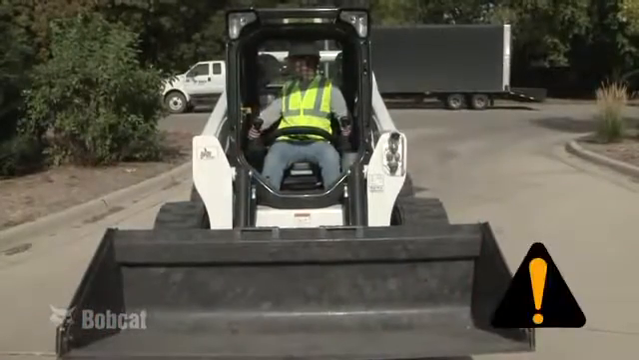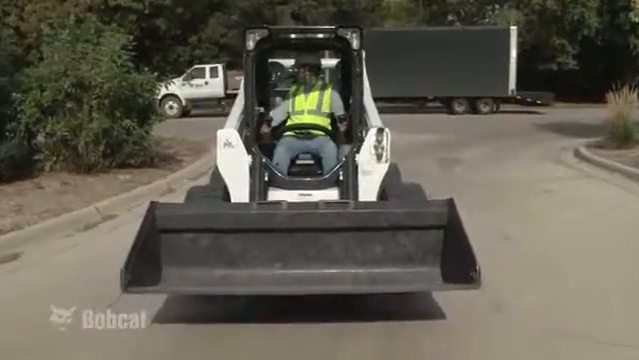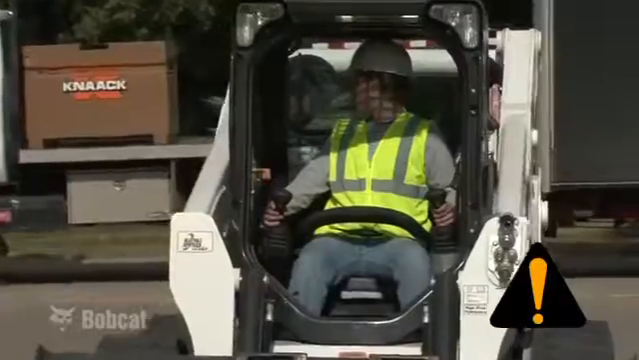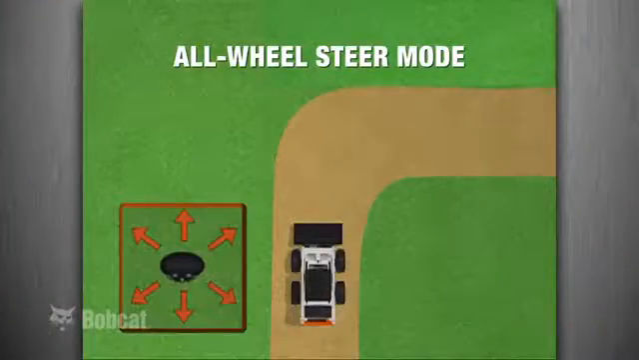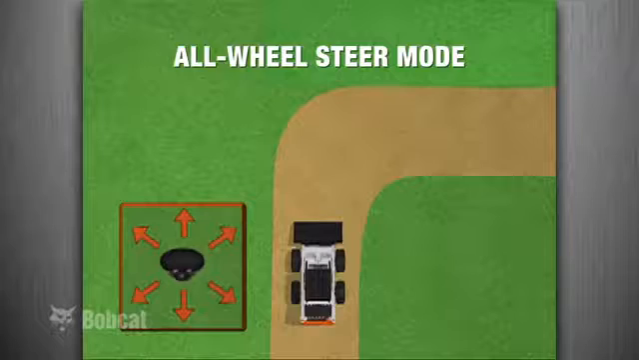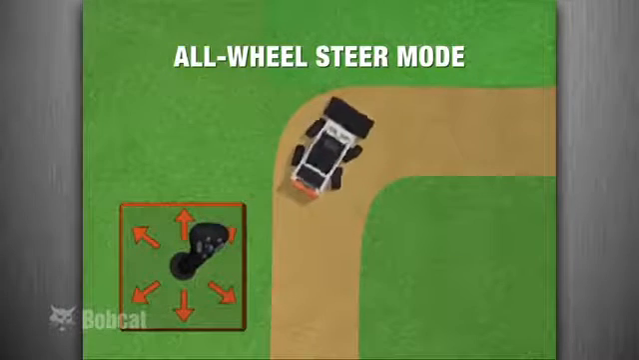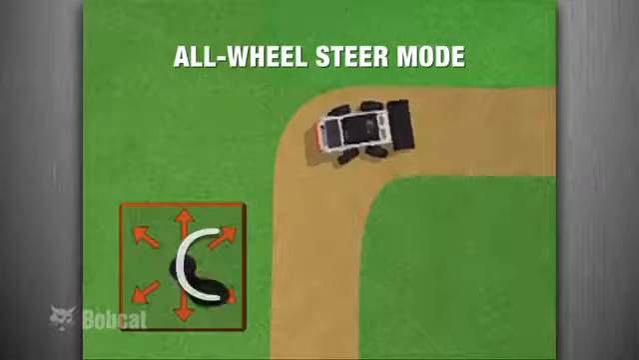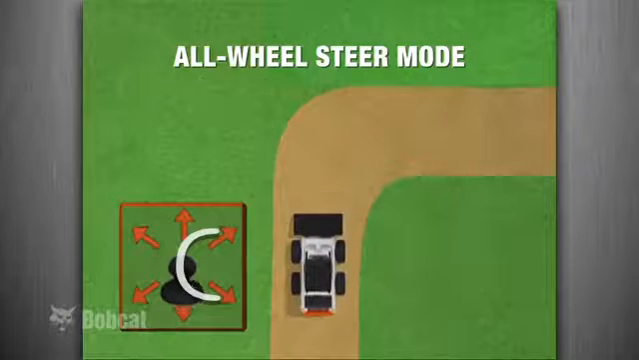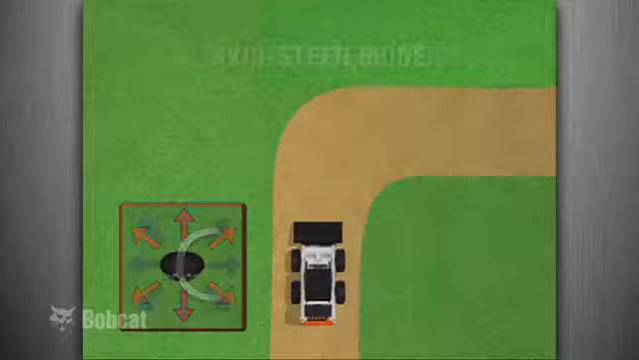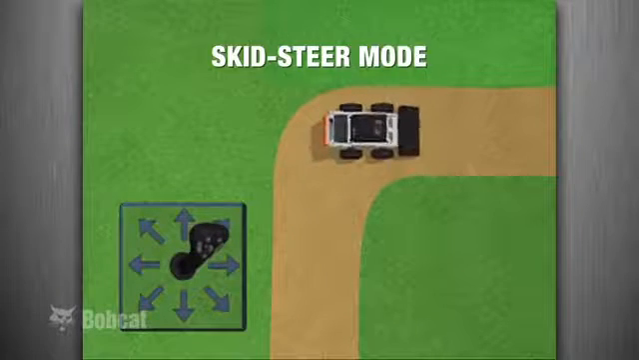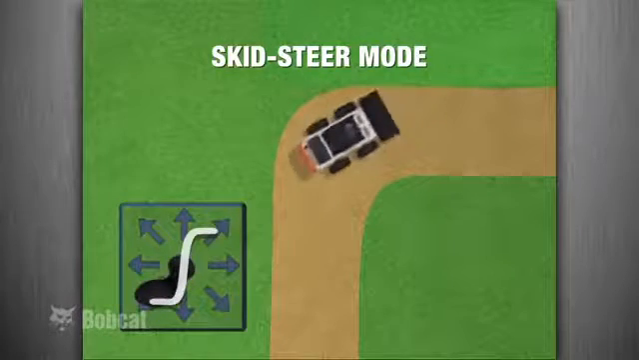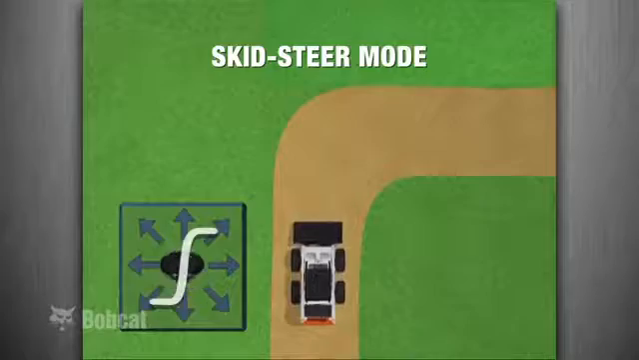It is important that you understand the difference in the direction of travel when operating in reverse in all-wheel steer versus skid steer mode. For example, in all-wheel steer mode, move the joystick in a C pattern when changing from a forward right turn to a backward right turn. However, to change from a forward right turn to a backward right turn in skid steer mode, move the joystick in an S pattern instead of using a C pattern.